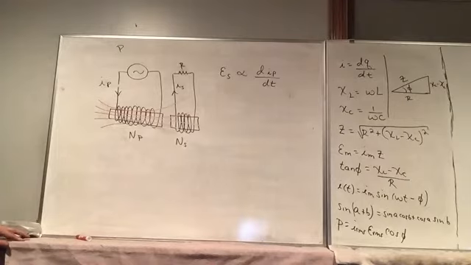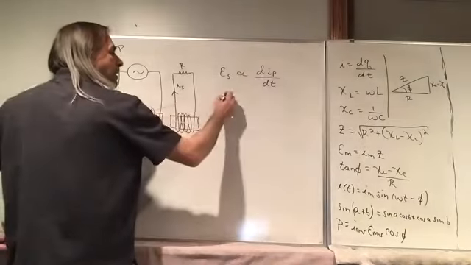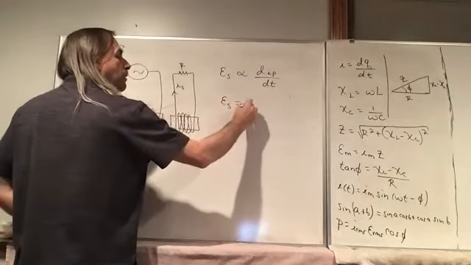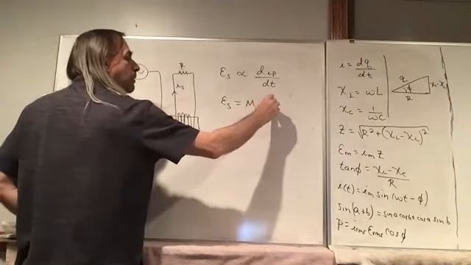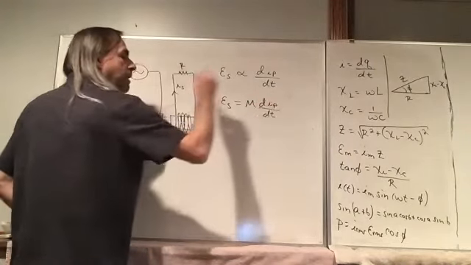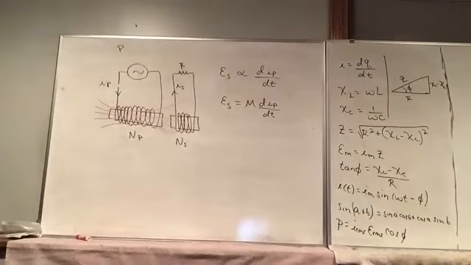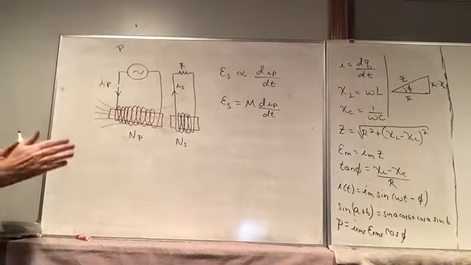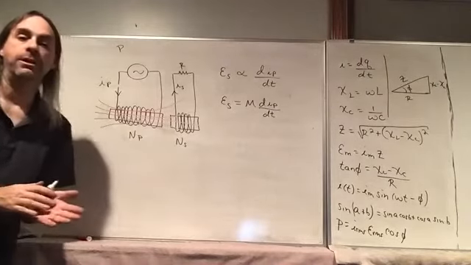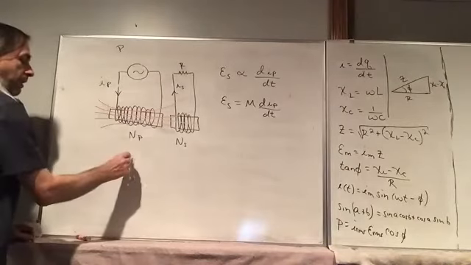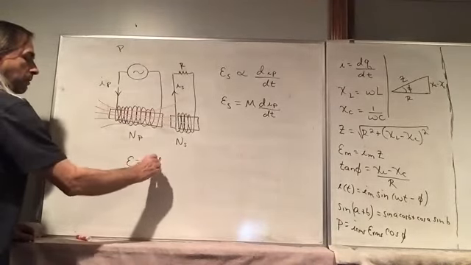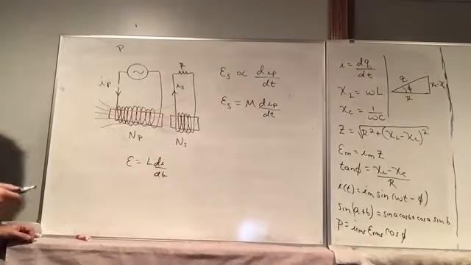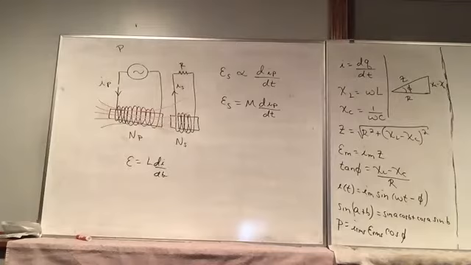And to make an equation out of this, we can say that the EMF in the secondary coil is equal to M times the rate of change of current in the primary coil. Okay, so that M is called the mutual inductance, also measured in henries. For a single coil, we had the EMF was L di/dt. Here we have the EMF in the secondary coil is M di_p/dt.